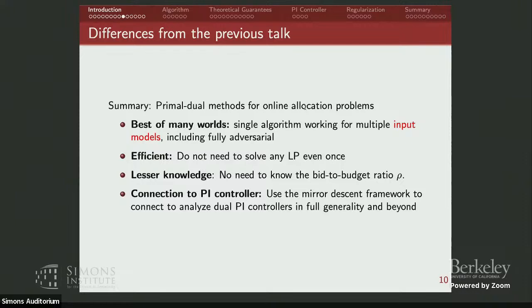And furthermore, the last thing I want to talk about is the connection to the PI controller. In practice, in bidding auctions, a very popular algorithm is the PI controller. So I can try to build the connection between the PI controller and mirror descent. Then we are able to analyze the performance of the PI controller as well. Okay, these are a few major differences compared to the previous talk.